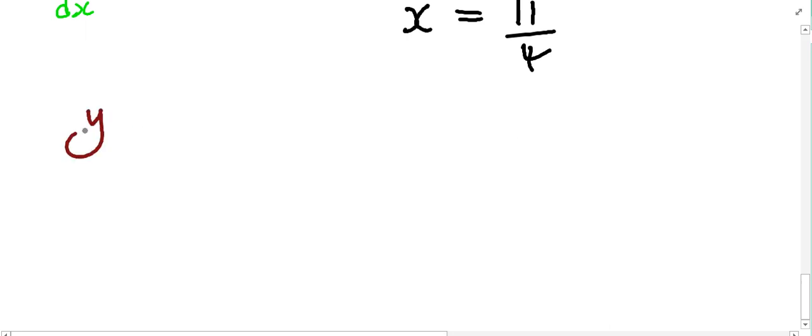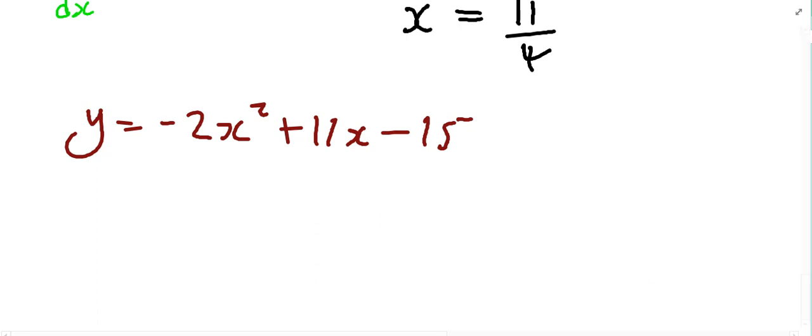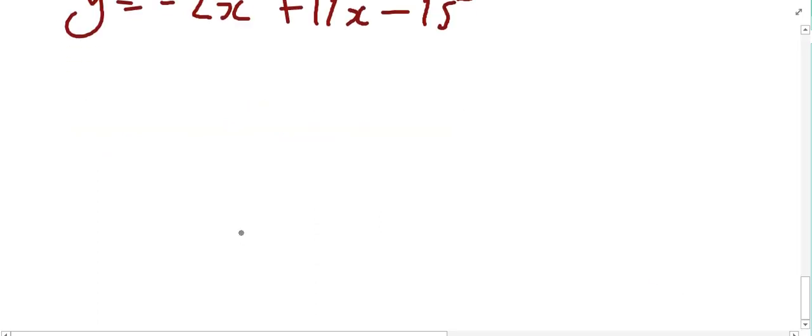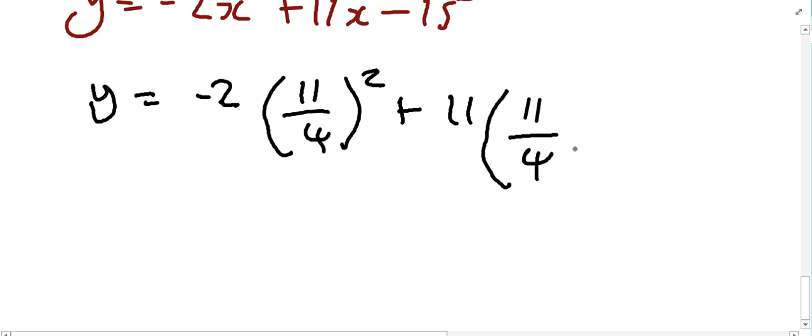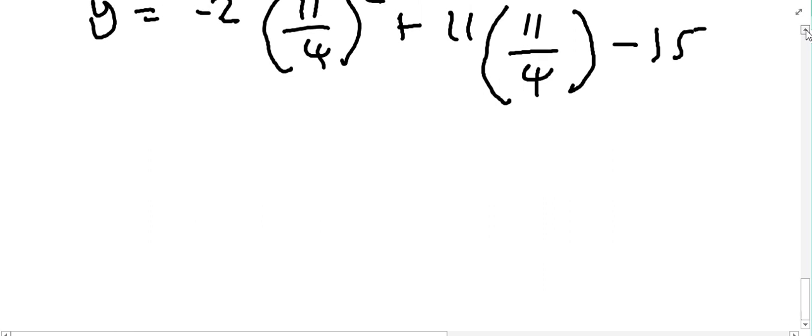So for the y component of the turning point, we use the original equation. Wherever there is x, we put 11 over 4. So y is equal to negative 2, open bracket, 11 over 4 squared, and then plus 11 times 11 over 4, and then minus 15. Having that in mind, we can simply work out these terms.